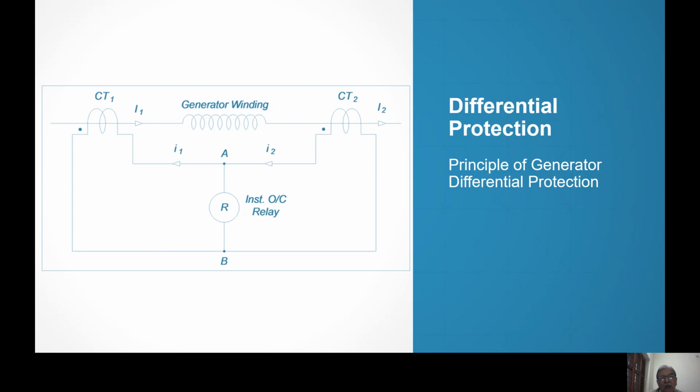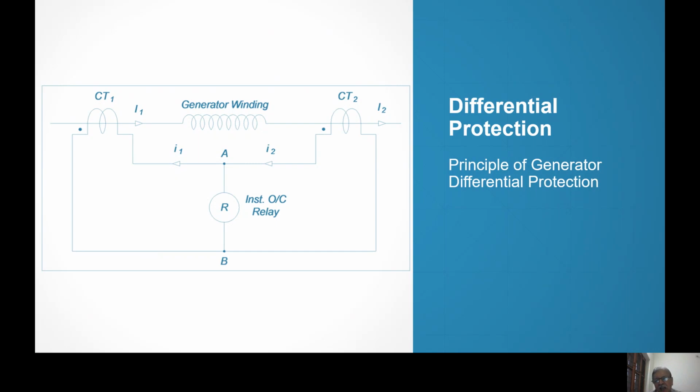generator neutral is always grounded through very heavy impedance, roughly 4,000 ohms. And you will find that if the earth fault occurs at the generator terminal, then the fault current in the primary of the generator is 2 ampere. Just 2 ampere current is passing.